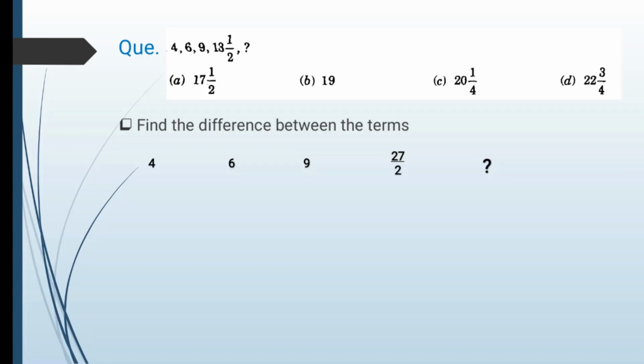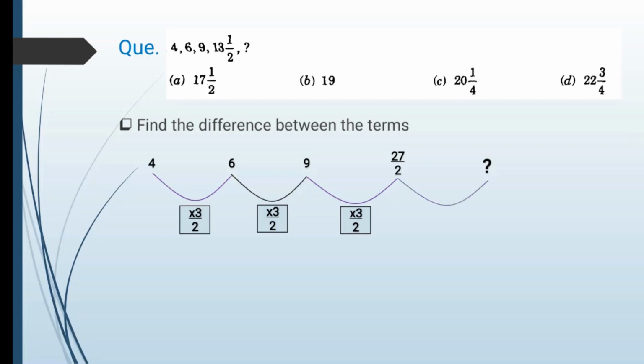term. Now what I'll do is, in this series I'll multiply the number by 3 and divide it by 2 to get the next term. So 4 into 3 divided by 2 will be 6. 6 into 3 divided by 2 will be the next term, that is 9. 9 into 3 divided by 2 will give you 27 by 2, and again into 3 divided by 2 will give you the answer, that is 81 by 4, which is nothing but 20 1 by 4 in mixed fraction. So this is the answer we'll get in this given example.